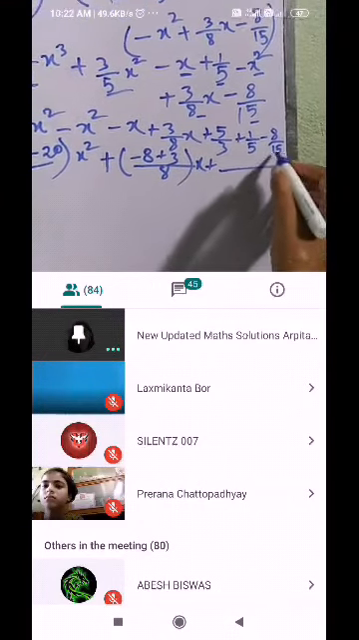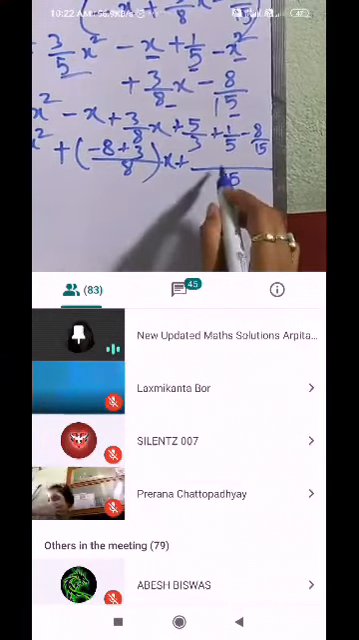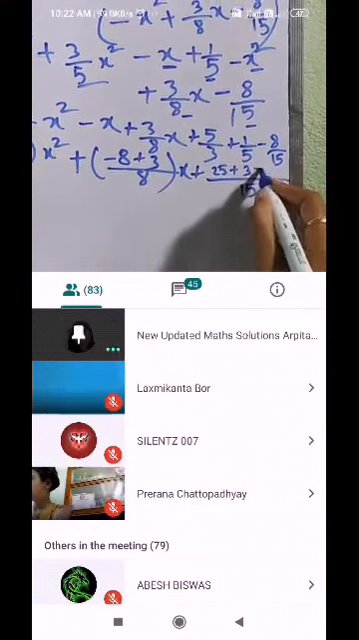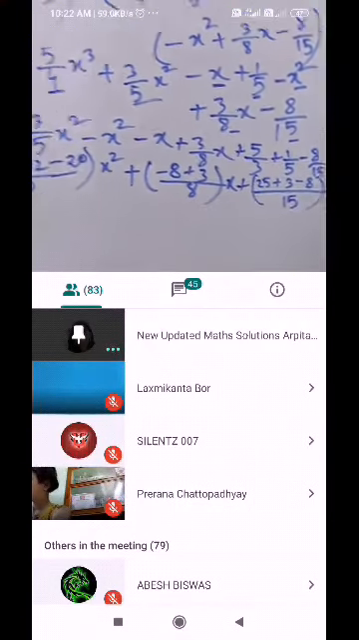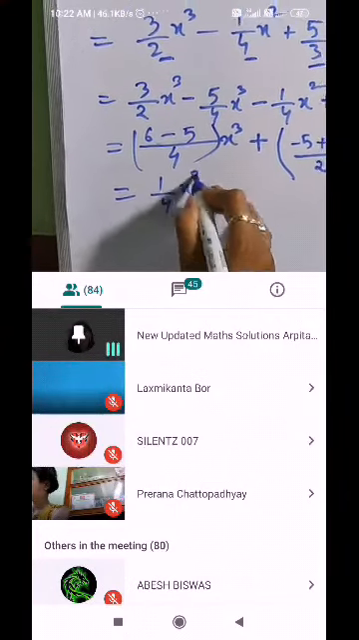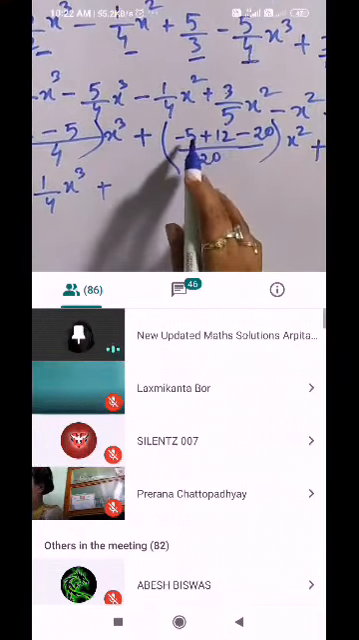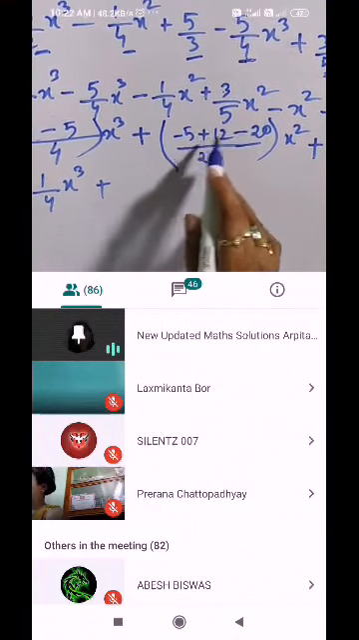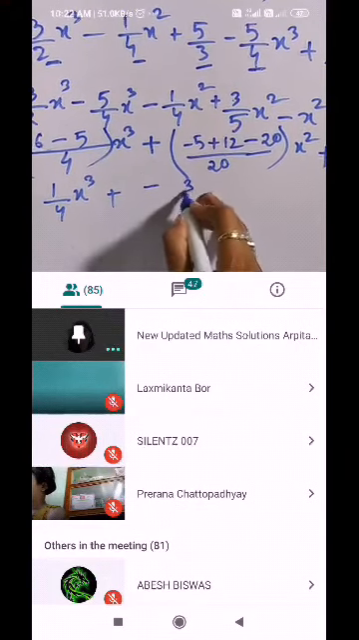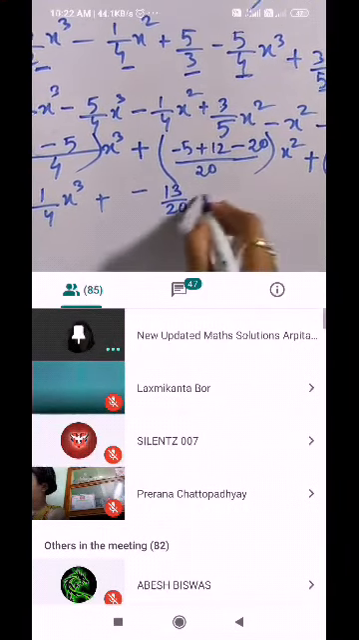Plus, then this will be 15, LCM 15, 3 5s are 15, 5 5s are 25, plus 5 3s are 15, 3 1s are 3, minus 8. Then just finish the calculation. That will be the answer. 1 by 4 x cube, then plus. Here is 12 only, positive sign. Then 20 and 5, 25. Then from 25, this 12 will be subtracted. That means a negative sign will be there. 13 by 20 x square.